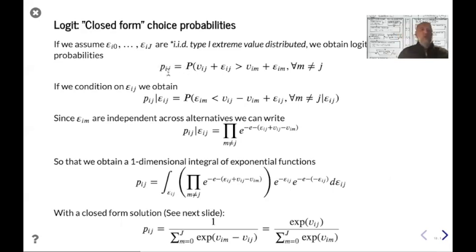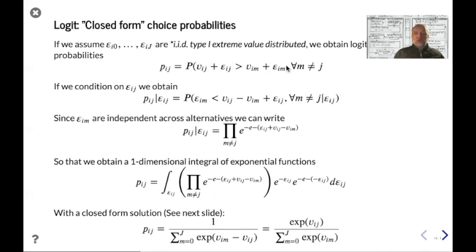This is the simple closed-form choice probabilities that you get, and they look like this. This is the result. Okay, so if you fall asleep, the only thing you need to remember is this formula here. This is the logit formula for the conditional logit, and also for the multinomial logit; it just depends on how we specify the deterministic portion of utility.